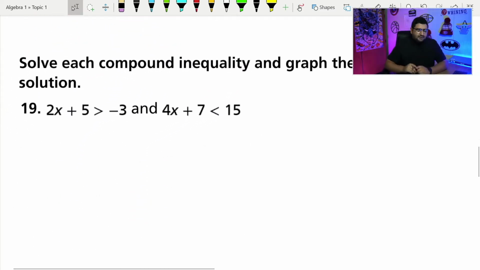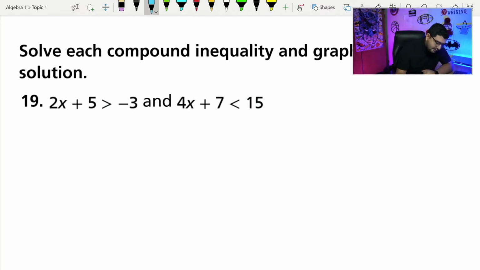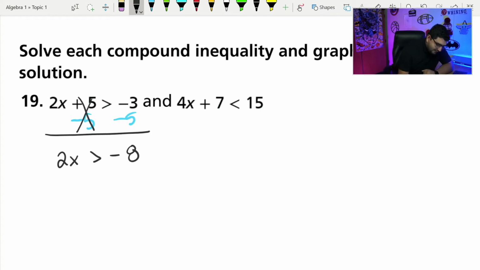Here we've got to solve each compound inequality and graph the solution. So these are a couple of two-step inequalities. Let's go ahead and begin by solving each one. So here I'm going to subtract 5 from each side. That'll leave me with 2x is greater than -8, since these 5's cancel out. I can then divide by 2, and I get x is greater than -4.